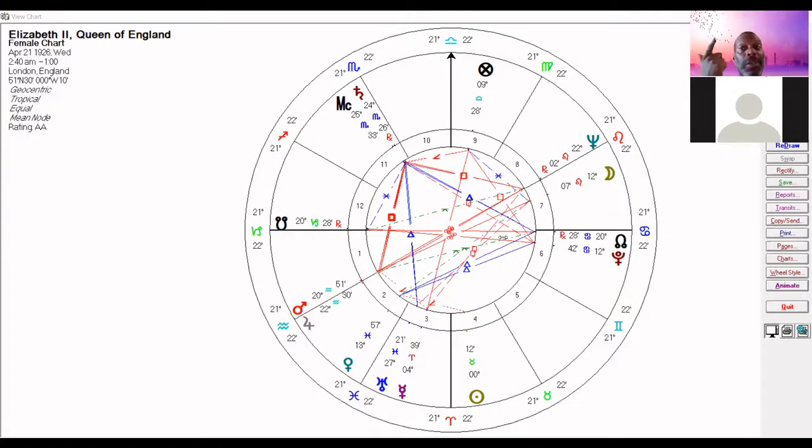Mars rules the 12th. There is an issue with isolation of some sort too, and maybe not being able to take action because of isolation, because Mars is action and Mars rules the 12th, and Mars is trining the ruler of the ascendant. Also, Jupiter, the opposition.